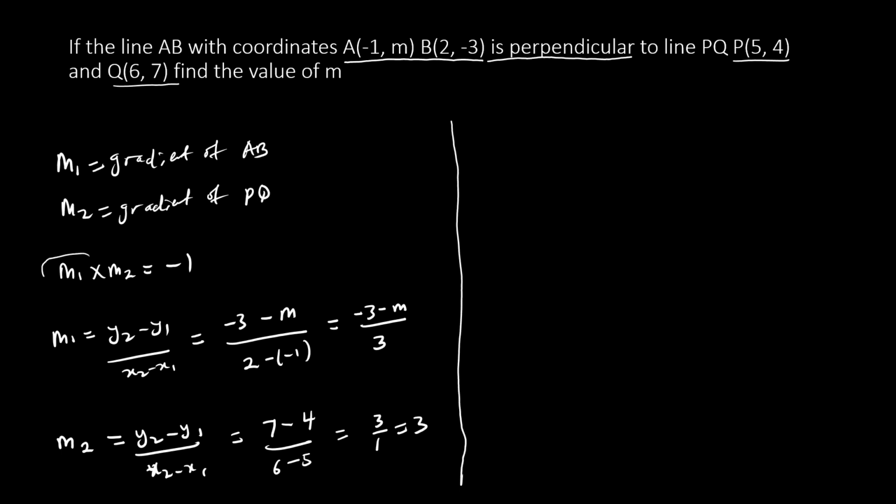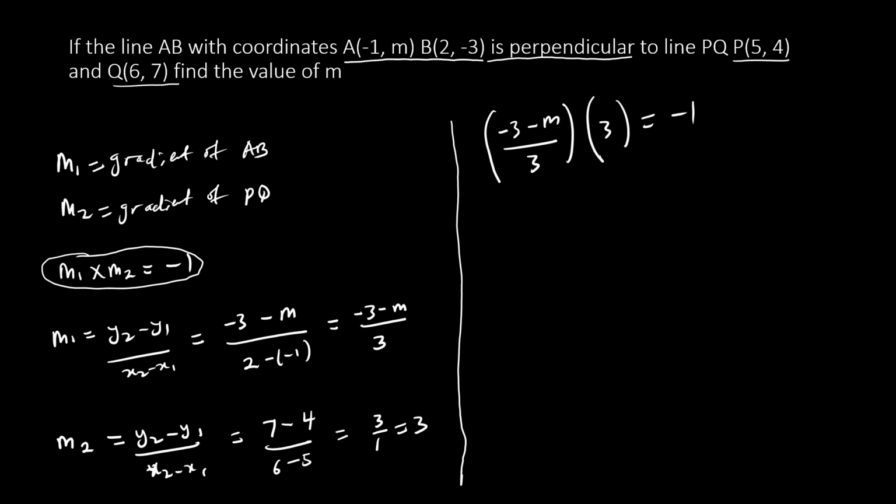Now, going back to our condition, which is M1 multiplied by M2 must be equal to -1, since these two lines are perpendicular. Our M1 now is -3 minus m over 3 times M2, which is 3, must be equal to -1. This and this will cancel out. We now have -3 minus m equals -1. And we have m is equal to -3 plus 1. M now equals -2. And this is how we look for m. We have our m here to be equal to -2.